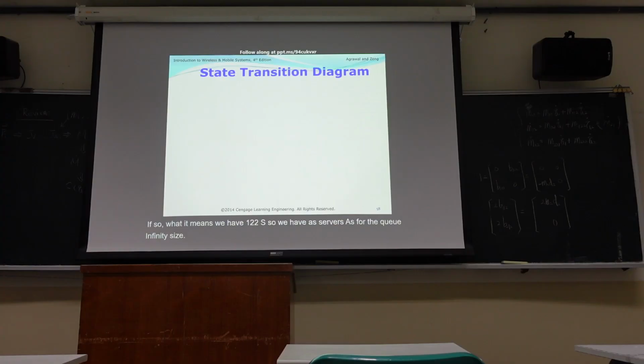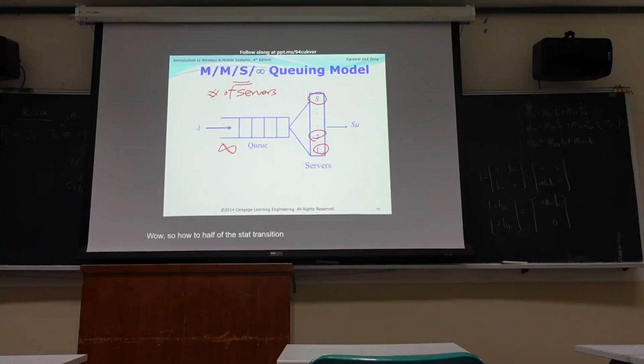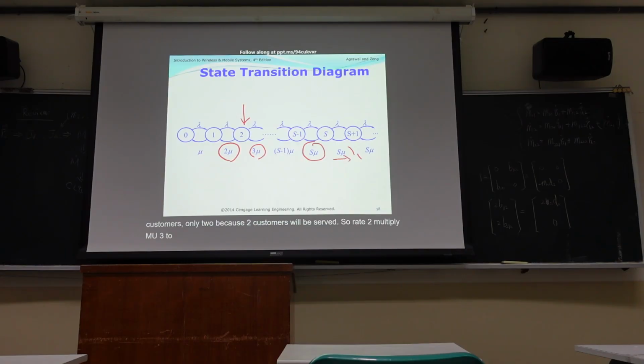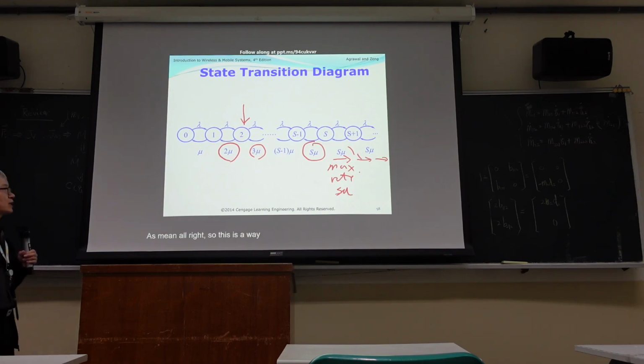Well, so how do we draw the state transition diagram? Look at this again. The maximum service rate we have is S multiplied by mu. So the diagram looks like this. If we have only 2 customers, then 2 customers will be served, so the rate is 2 multiplied by mu, then 3 mu, up to S mu here, and once someone reaches the maximum rate it stays at the maximum. Alright, so this is the way to get the state transition diagram.